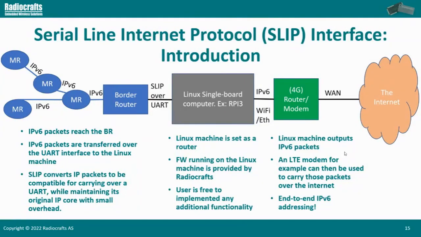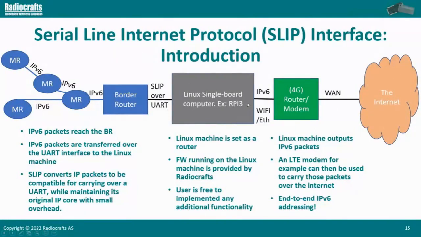So as usual, on the left-hand side, you have your mesh routers, your child nodes. Then you have a border router. Now forget NAT, because this NAT is only used if exiting the border router is an Ethernet connection. But now we're not going to use the Ethernet connection, so we're not going to go through the NAT and all these stories. We will actually exit the border router through the UART interface. So SLIP over UART, it keeps the IP version 6 packets. They are transferred over the UART interface to a Linux machine.